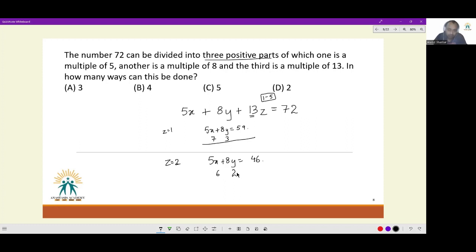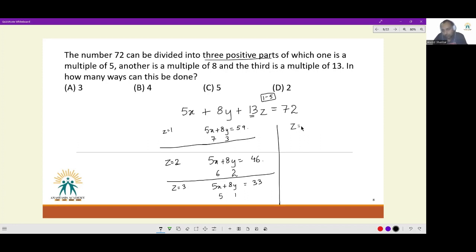Now again, Y cannot become 5 lesser, X cannot become 8 lesser. Both of these are at the limit. We cannot have any more cases. Let us check Z equal to 3. I will have 5x plus 8y is equal to 33. I need some multiple of 8 that leaves a remainder of 3 with 5. 8 itself, Y equal to 1, X equal to 5 would work. So 5, 1, 3. One more solution set has been identified. Y cannot go down 5. X cannot go down 8.